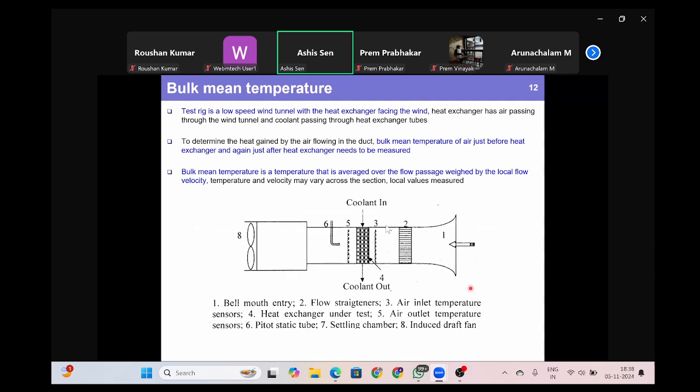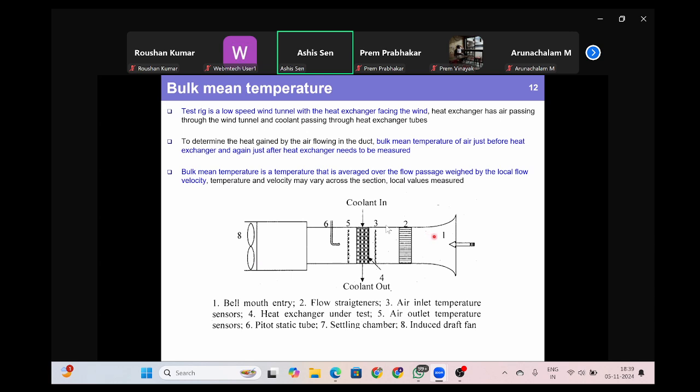The last thing that we are going to discuss is measurement of bulk mean temperature. Okay. So typically the test rig that is used to measure bulk mean temperature looks like this. You have hot air entering this wind tunnel, and we want to measure the bulk mean temperature of this air. Okay, that is the objective.